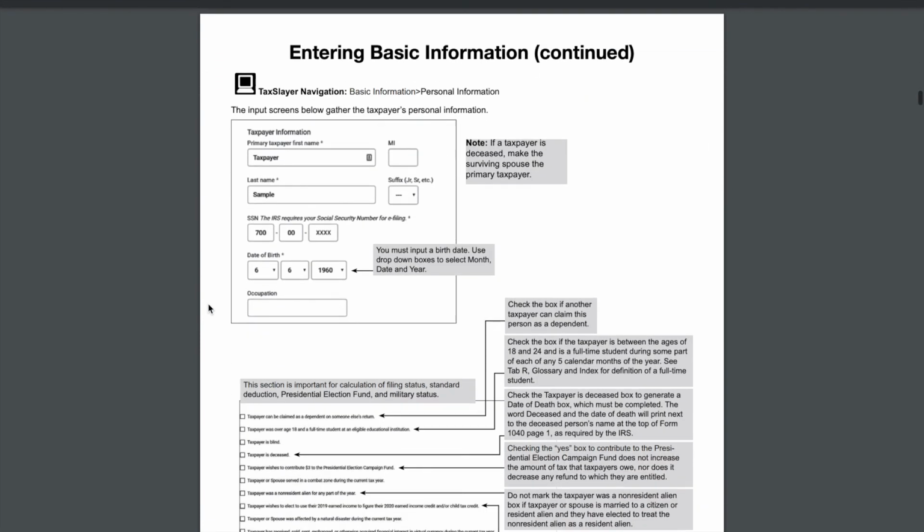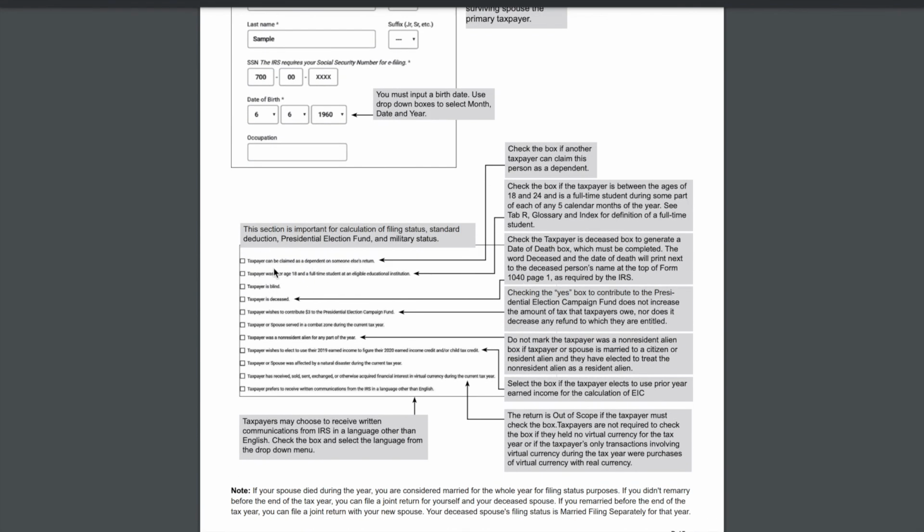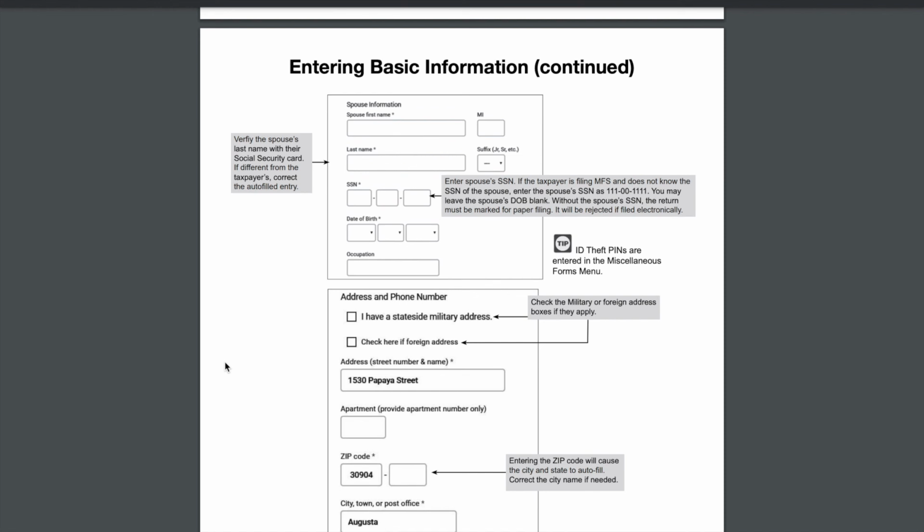More information here, entering basic info into TaxSlayer. Again, none of this is rocket science really here. We're copying names, social security numbers, dates of birth, entering their occupation. You'll have that from the intake interview sheet. And then a lot of this here will also come from the intake interview sheet as well, and you'll just have to make sure that that gets conveyed accurately on the return on TaxSlayer.